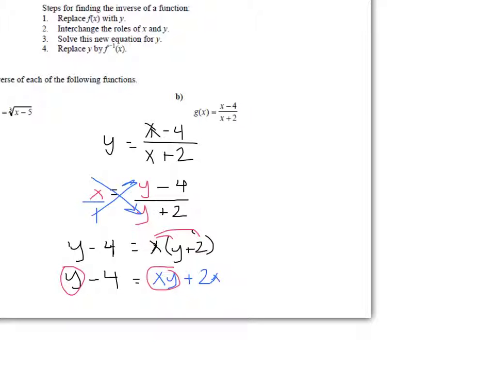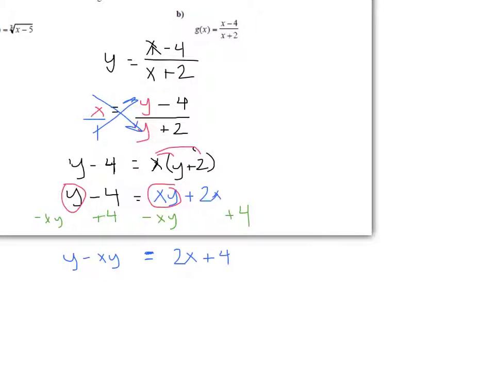When I do that, I'm going to move the xy over to the other side, and then move the minus 4 over to the other side, so it'll look like this. Now I'm just about done, but here's the important part. Notice on the left side they both have a y in common, so we're going to factor out that y. When I do that, I get y times 1 minus x equals 2x plus 4. Notice I now have the y isolated. Now all I have to do is divide by 1 minus x.